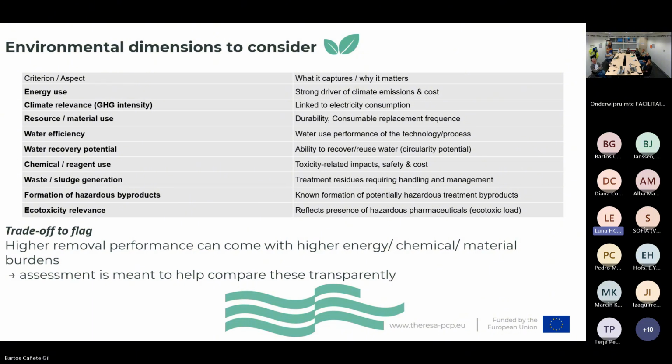water efficiency, water recovery potential, the ability to recover or reuse water, chemical and reagent use, waste sludge generation, formation of hazardous byproducts. This could sometimes be unintentionally done through wastewater treatment processes. And finally, ecotoxicity relevance. I know this is hard to quantify. I've been reading a lot of articles on this, and I see that there are still a lot of gaps in literature on how to do this properly, but we would like to explore it as well.